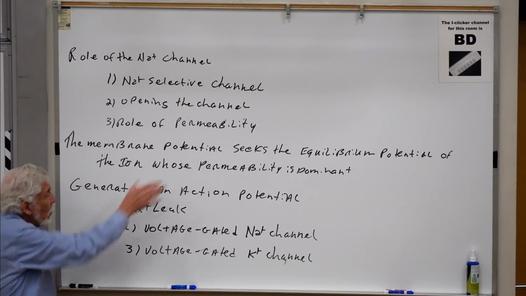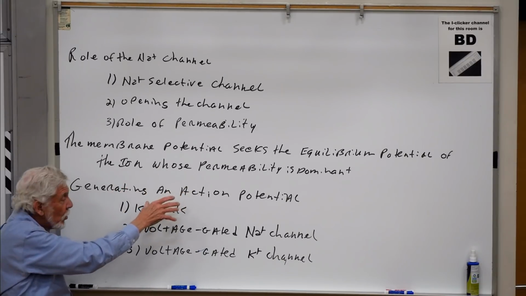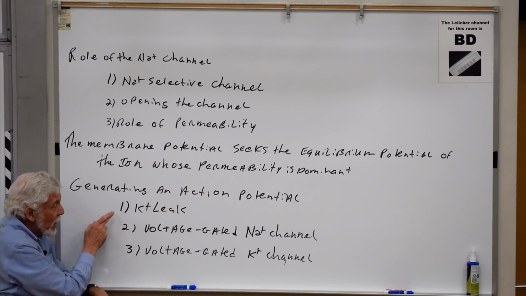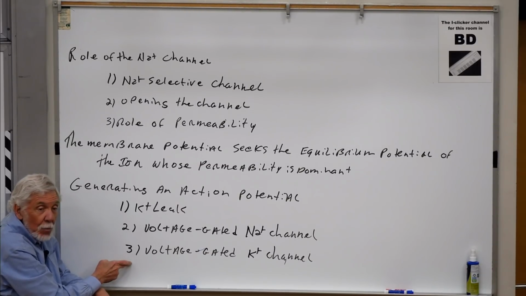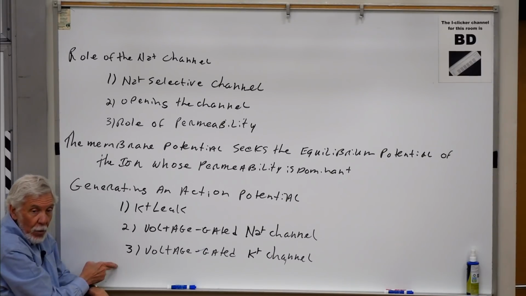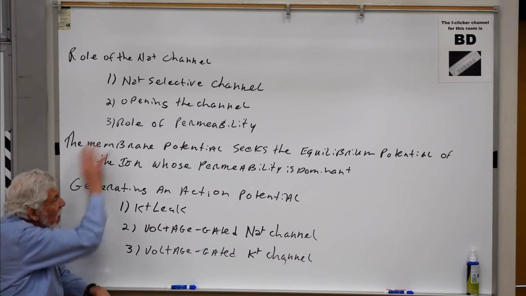And then if there's time, we'll talk about the generation of an action potential, where we're now going to invoke a potassium leak channel, a voltage-gated sodium channel to change the permeability really fast, and then a voltage-gated potassium channel to rapidly repolarize the membrane to increase the permeability to potassium. And we'll walk our way through that.